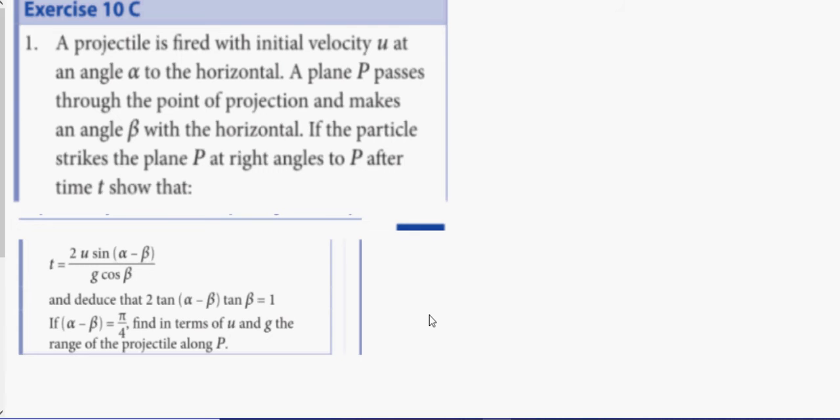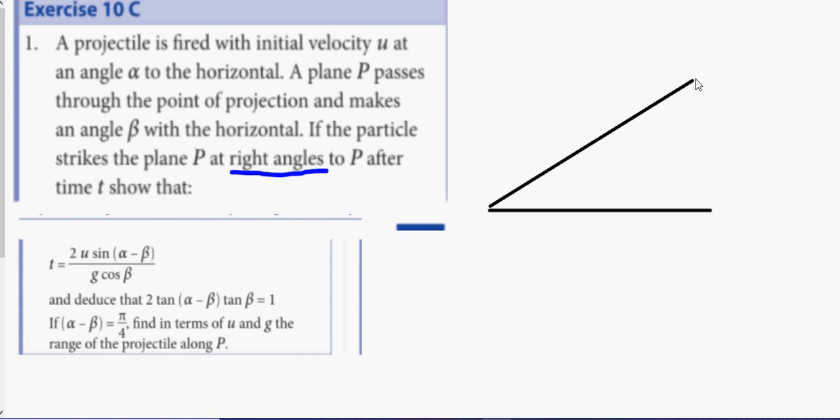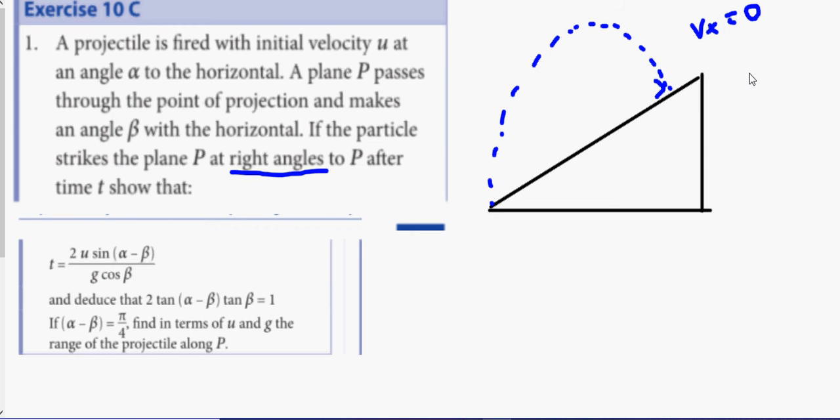Now, the keyword here is strikes at right angles. What does that mean? If it strikes the plane at a right angle, what does that mean? Yeah, no Vx value. Vx is gone, right? So you're going up, coming down, and you're hitting it at 90 degrees. So Vx equals 0 at the same time, Sy equals 0. They have the same time value, so we're going to be able to compare those two time values with each other.